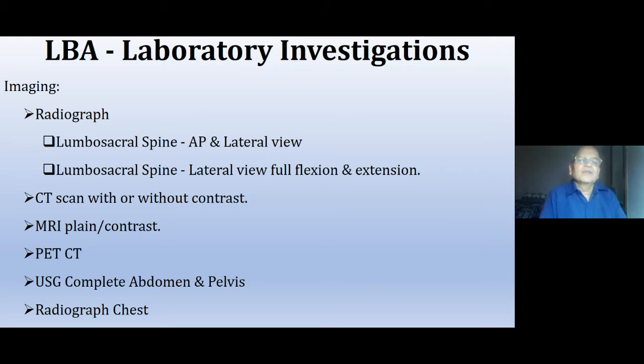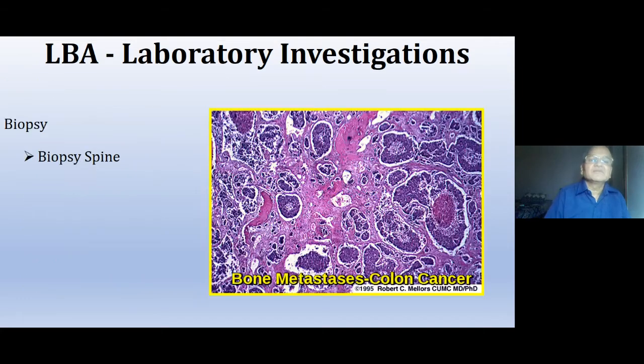Imaging. You have the whole gamut of investigations available. You can take a radiograph, you can take a CT scan with or without contrast, you can do an MRA, plain or contrast. Suspecting malignancy, you can do a PET CT. In all patients with low back pain, it's better you get an ultrasound of the abdomen and also a radiograph of the chest to exclude the possibility of TB, especially when the ESR is elevated.